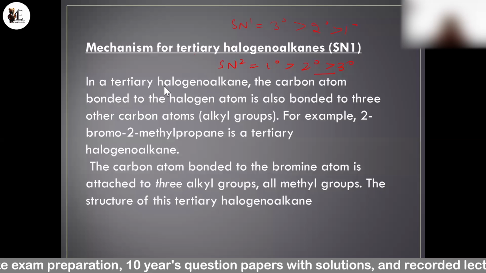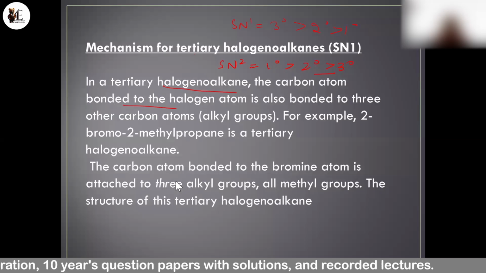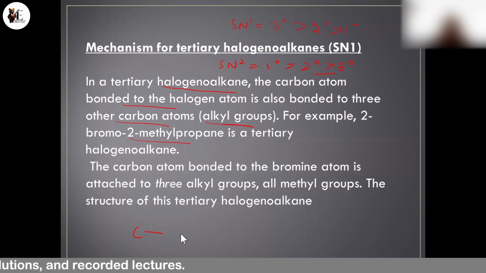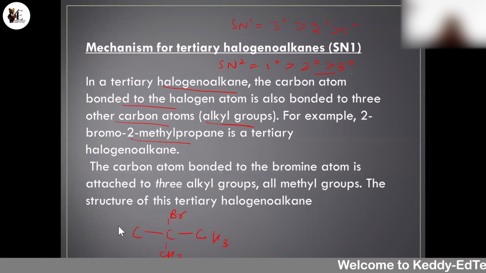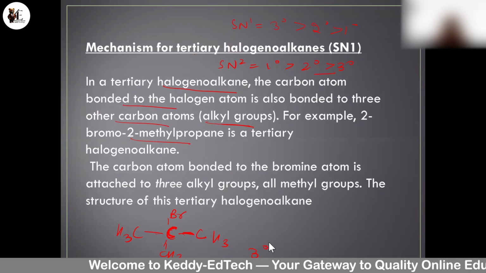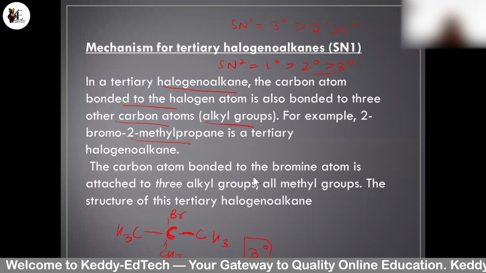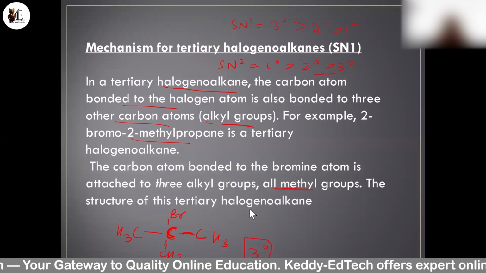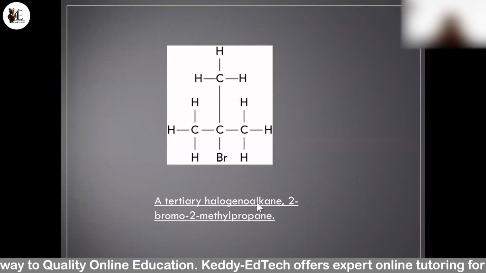In a tertiary halogenoalkane, the carbon atom bonded to the halogen atom is bonded to 3 other carbon atoms, that is, alkyl groups. For example, 2-bromo-2-methylpropane. How to make 2-bromo-2-methylpropane? This is propane, this is 2-bromo, and this is 2-methylpropane. This is a 3 degree halogenoalkane because this carbon atom is connected to 3 other carbon atoms. The carbon atom bonded to the bromine atom is attached to 3 alkyl groups, that is, methyl groups. So the structure of this tertiary halogenoalkane is something like this.